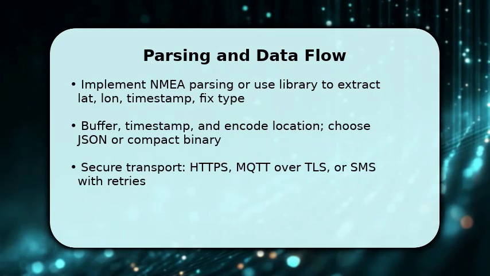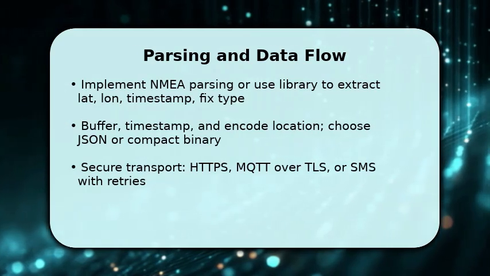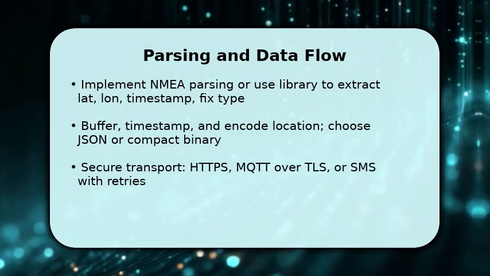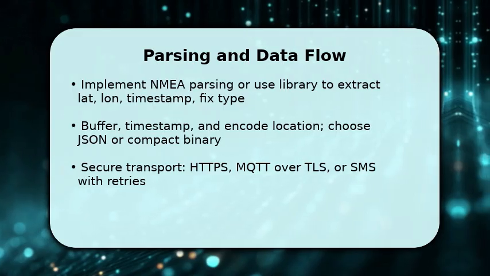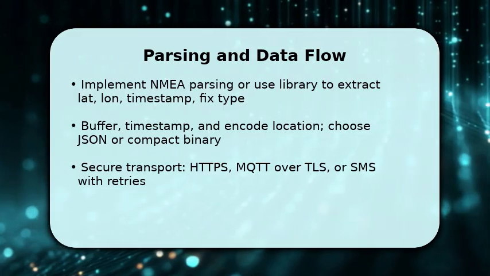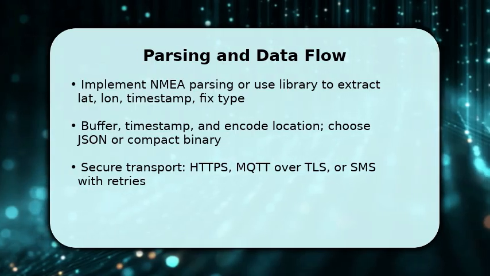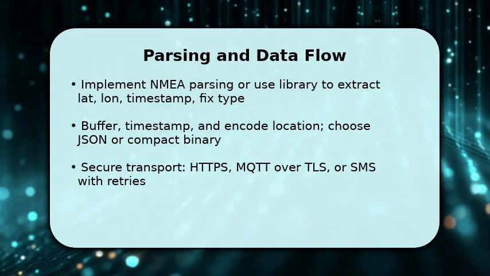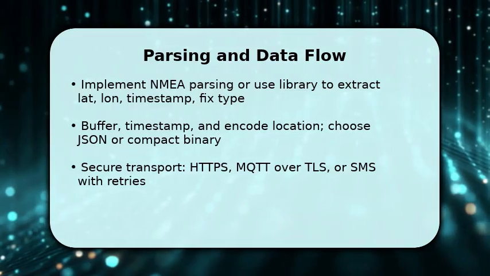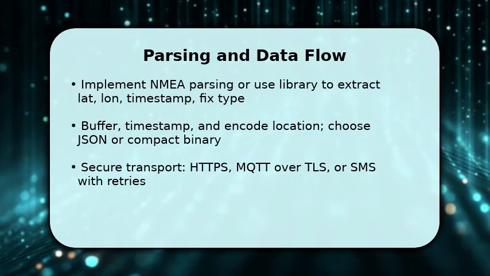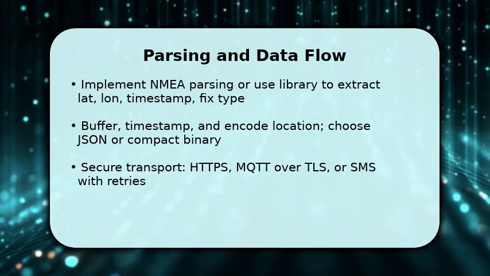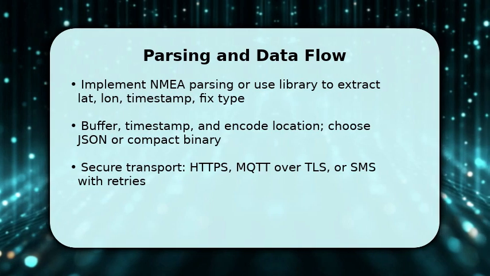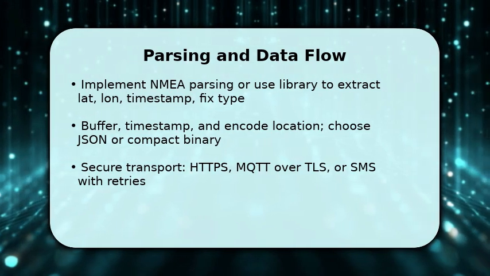You'll implement parsing and a reliable data flow next. Use a tested NMEA or GNSS library to extract coordinates, timestamp, speed, and fix quality. Once parsed, normalize and buffer records to handle intermittent connectivity, then encode as JSON or a compact binary frame for efficiency. Make sure to add auth tokens and send via HTTPS or MQTT over TLS. If cellular, include exponential backoff and retry logic. This stage ensures accurate, secure delivery.